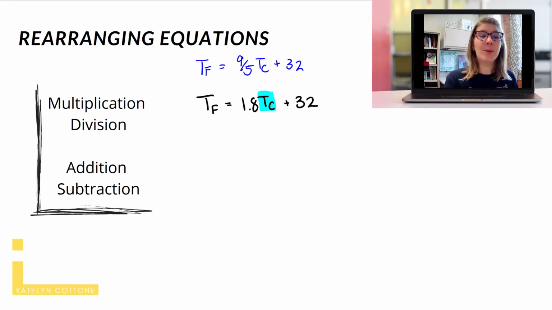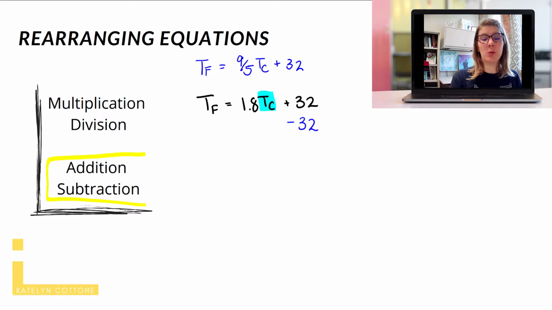How are we going to do that? We subtract 32 from both sides. So remember we said earlier that addition and subtraction are partnered with one another. Here you're showing an addition of plus 32. And in order to isolate the TC, we need to get rid of the plus 32. That means doing the opposite of it. So we're going to subtract 32 from both sides.